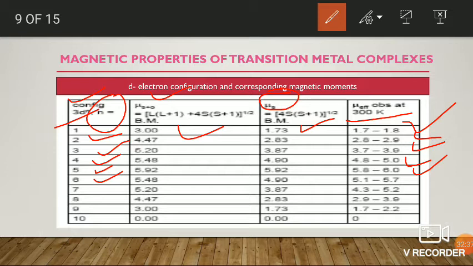6 electrons, it is around 5.1 to 5.7. 7, 4.3 to something. 8 electrons, 2.9 to 3.9. 9 electrons, it is 1.7 to 2.2. In the case of 9 electrons in the d orbital, it contains only one unpaired electron. So the one unpaired electron value is generally 1.73. So around it is 1.72.